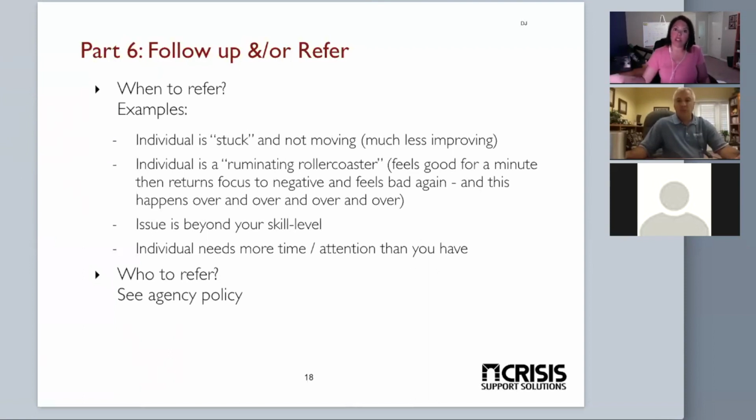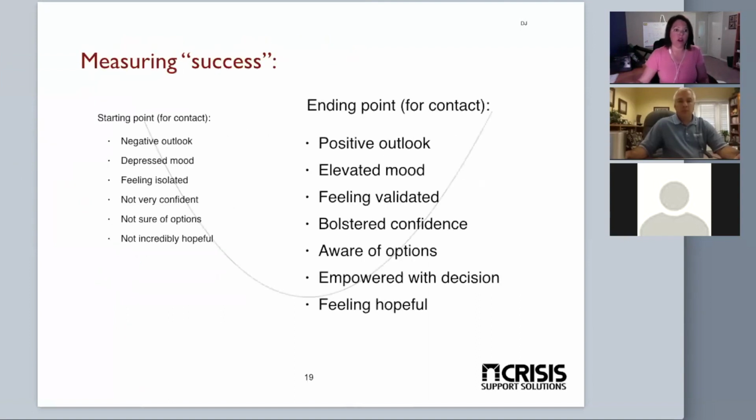If it's beyond your skill level, or if you don't have enough time to devote to the individual, make a referral. It's not a sign of weakness. You're getting them to the person that can help them with the time that they have available. That's a noble act. Who to refer to, just see your agency policy on that.